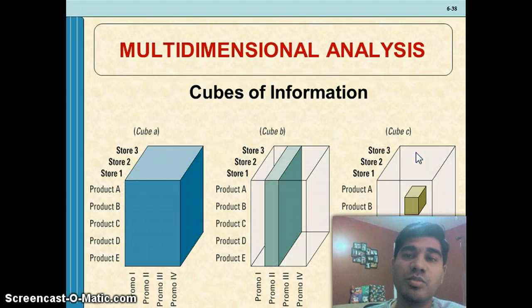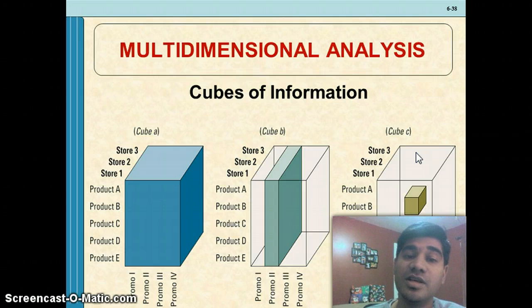So as you can see, cube A, it represents store information. So for example, it has store information, it has product information, and it has promotional information. So it's essentially three dimensions of information. And as you see, the cube B that you see on the picture here represents type of information displaying promotion, but it only displays the information for promotion 2 for all the stores and all the products.